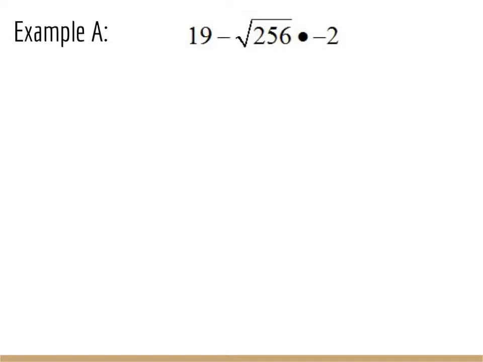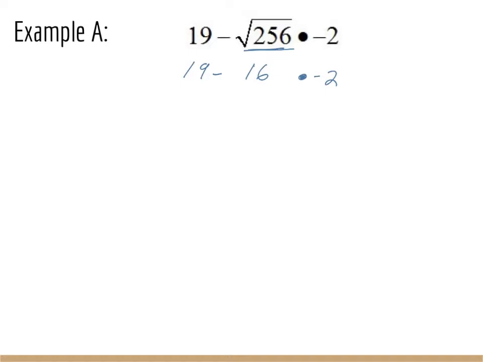Next, I've got exponents and square roots, and it does look like I have a square root. I have the square root of 256. That's the thing I'm going to be doing first. But before I do that, I want to copy everything else down that I'm not doing. So I'm going to bring down my 19 minus, I'm going to bring down my multiplication symbol, and I'm going to bring down my negative 2 or minus 2. However you want to look at it, it means the same thing. So now that I've copied everything else down, I'm going to copy down the square root of 256, and since the square root of 256 is 16, I'm going to write down 16. All right, so now I've got the next level of the problem. I've got 19 minus 16 times negative 2.